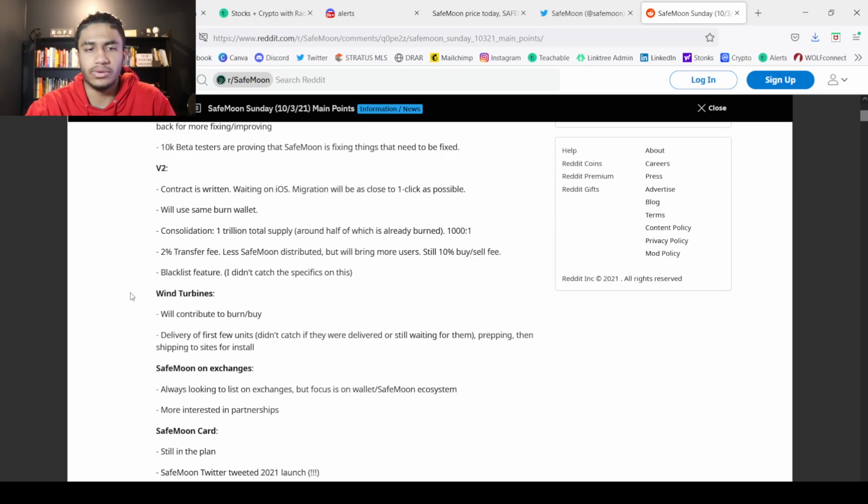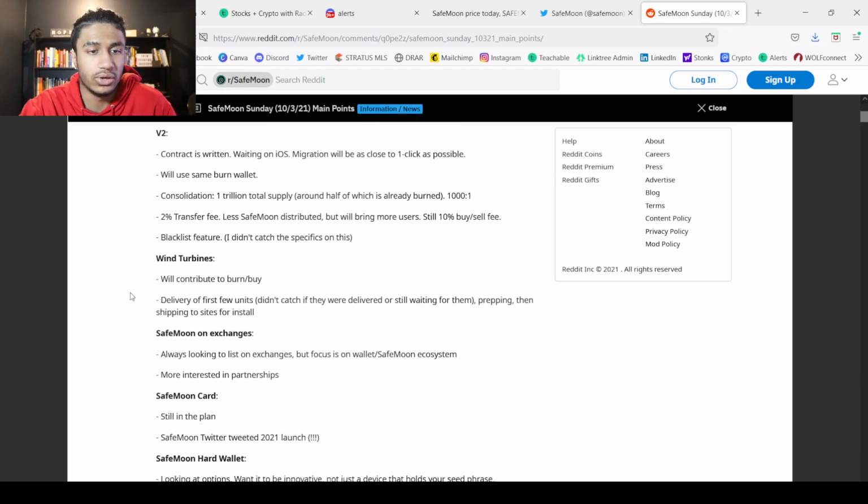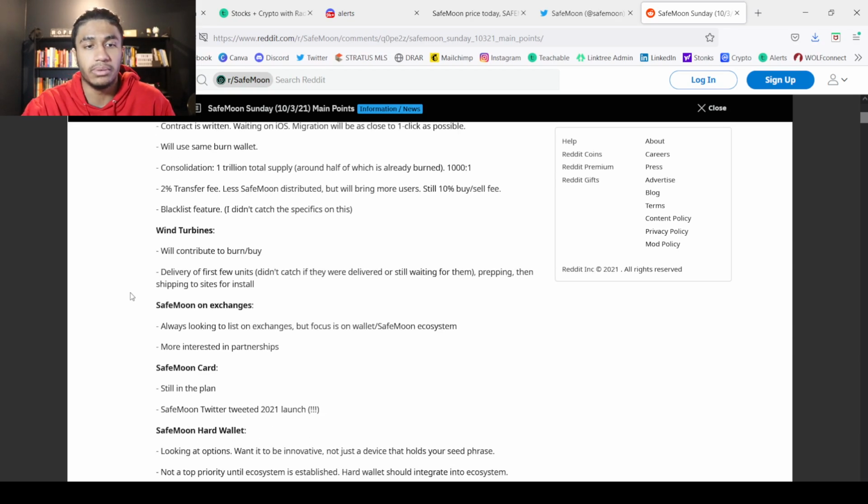Another thing is the wind turbines. Okay, so this will contribute to the burn and buy. Delivery of very first units. Didn't catch if they were delivered or still waiting for them. Prepping, then shipping to sites for install. Again, I have no idea what that's supposed to mean, but it seems interesting. I don't know. Wind turbines, cool.